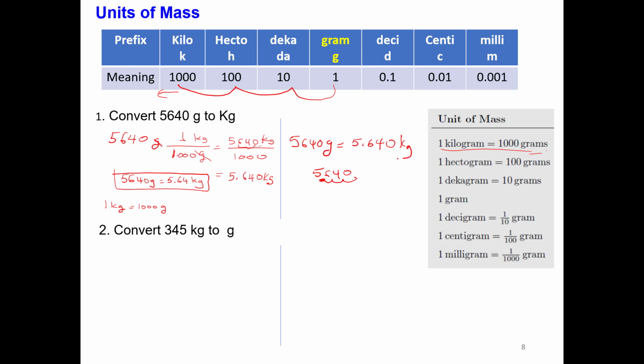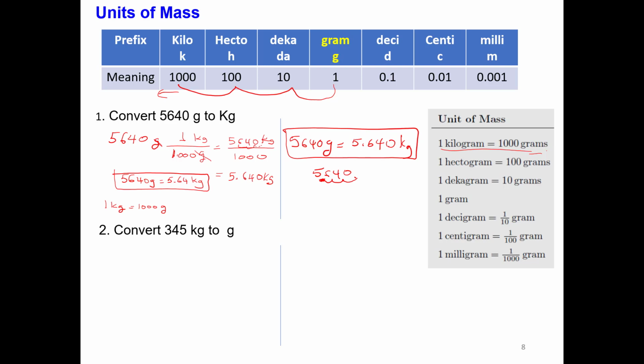And it's the same answer we got right there. Remember, this 0 we can keep, or we can eliminate, because that 0 doesn't change the value of the number. And we want to convert 345 kilograms into grams.